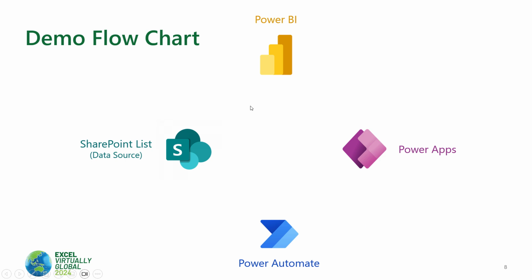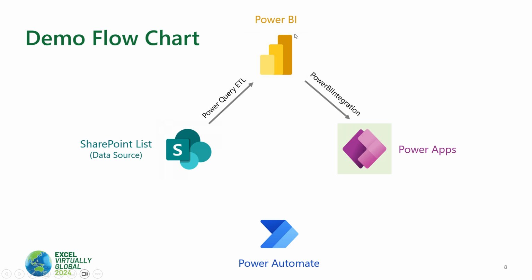Okay, so those are also the 4 main components of this demo. In this demo, I use SharePoint List as an example, but in your case, you can use other sources as I mentioned earlier. So we start from the data source, then we use Power BI to connect directly to SharePoint List by Power Query to do transformations.